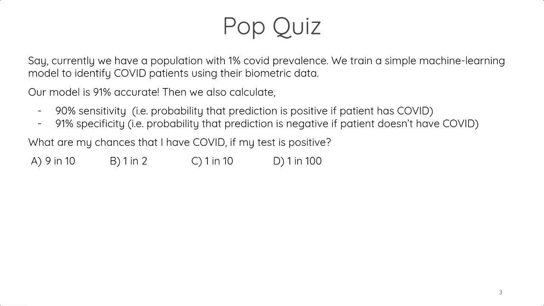So now the question is, what are my chances that I have COVID if my test is positive? I mean, we all probably have been through this experience in the last 2 years. Who wants to guess? Okay, how many people think it's A? 9 out of 10. 1, 2, 3, 4, 5, 6, 7, 8. The other question you will have to think about if you work for drug companies or, I guess, population science.